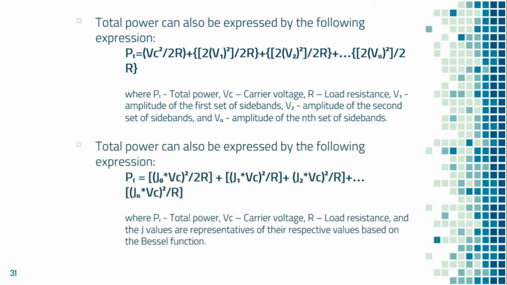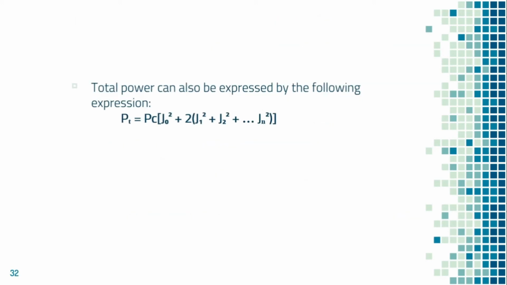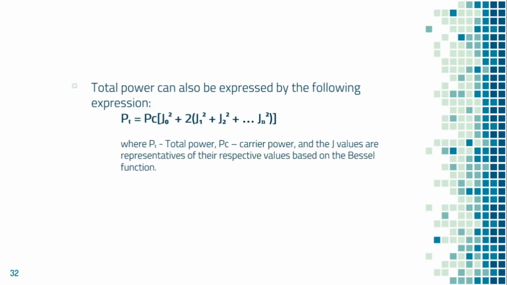And etong pangatlo naman natin na formula is like this formula, pero pag ang given lang is yung carrier voltage at yung ratio ng carrier and sideband amplitudes according to the Bessel function. So parang parehas lang din sila, pero ang given dito is yung J0, J1, J2, hindi na yung V1, V2 na rekta na. And last but not the least is this. Total power is equal to PC times J0 squared plus 2 times J1 squared plus J2 squared plus so on, where PC is carrier power and the J values are the respective values based on the Bessel function. So, let's take an example.